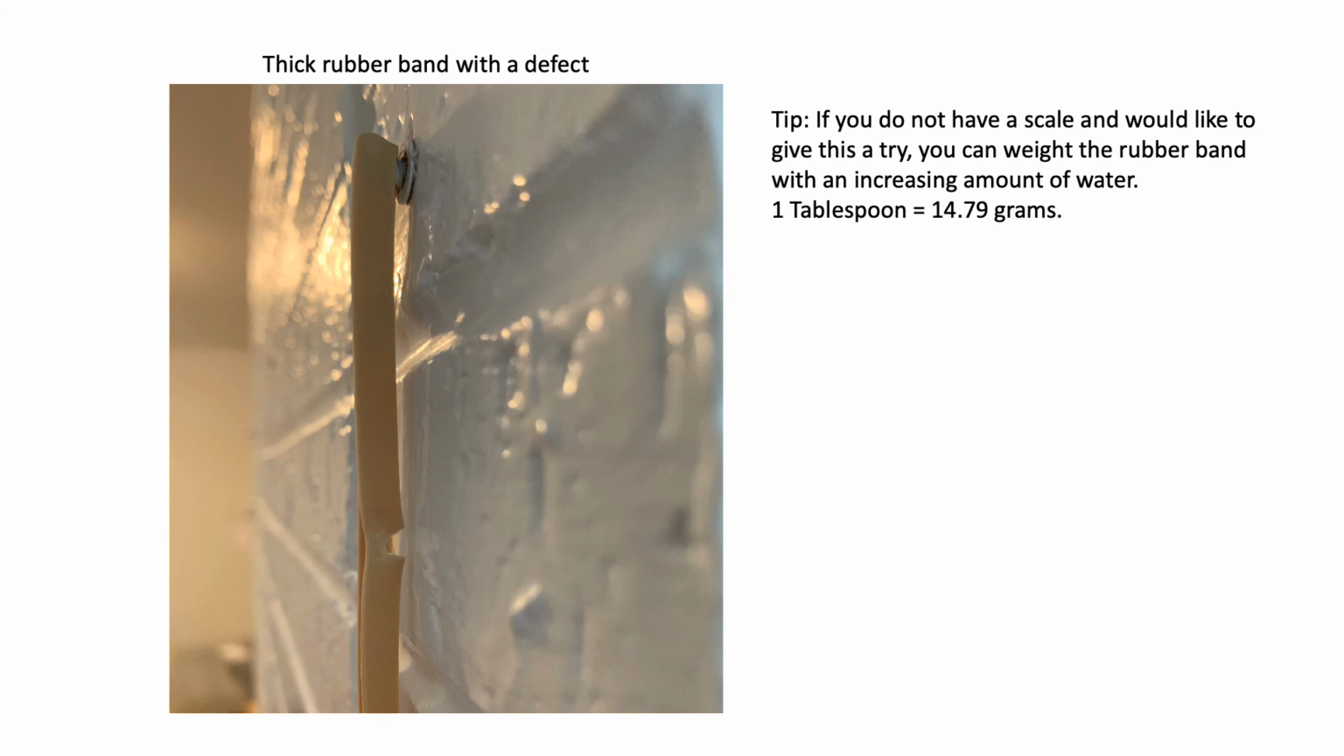Here you can see an example of my rubber band with a pre-existing defect. We want to load this rubber band and compare the force at which it snaps with the force at which the undamaged rubber band will snap. And just a reminder that you don't need anything special to do this exercise. I'm adding water to a water bottle to increase the mass on the rubber band.